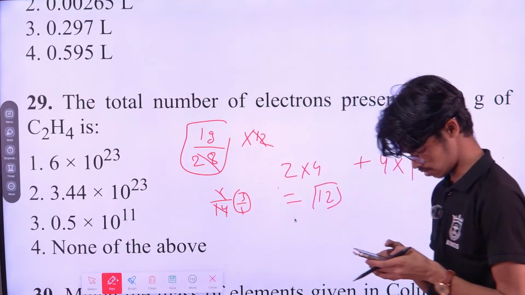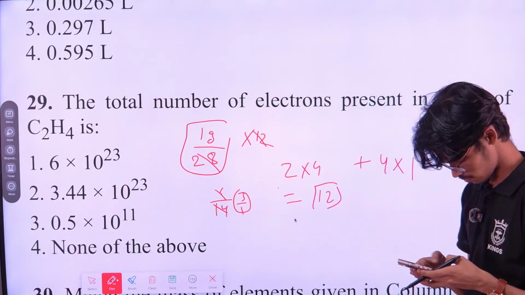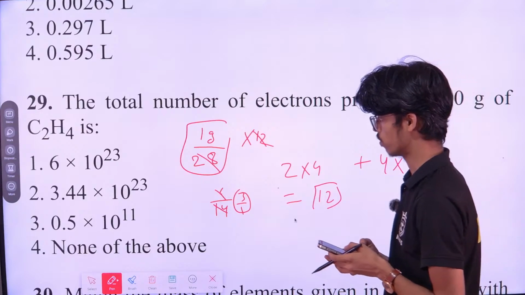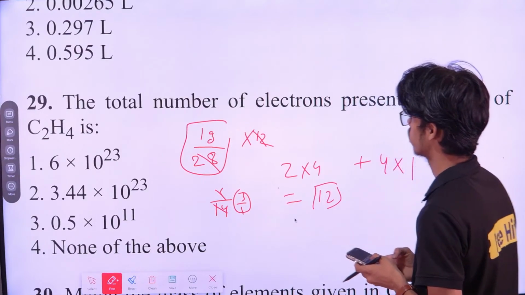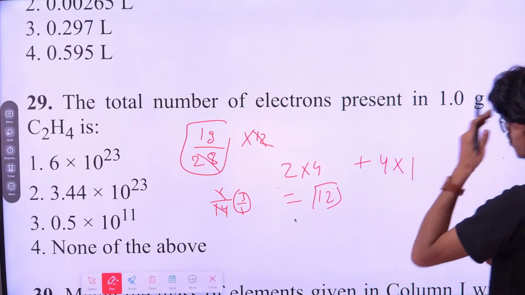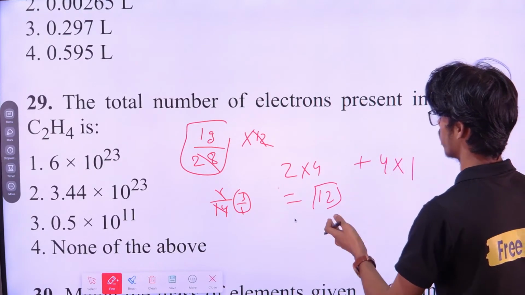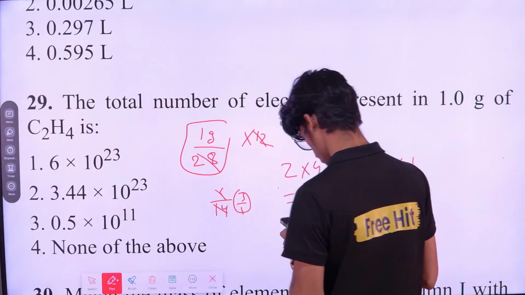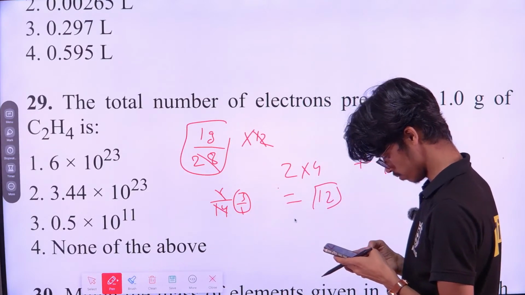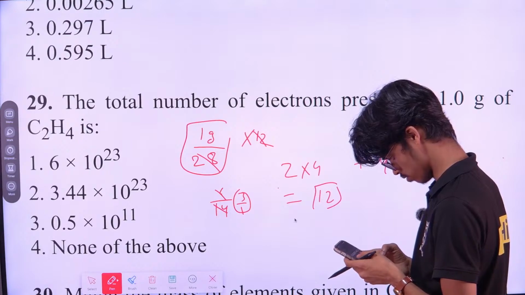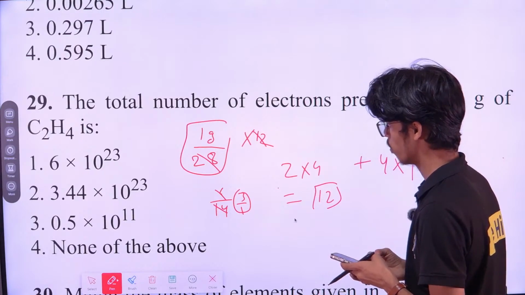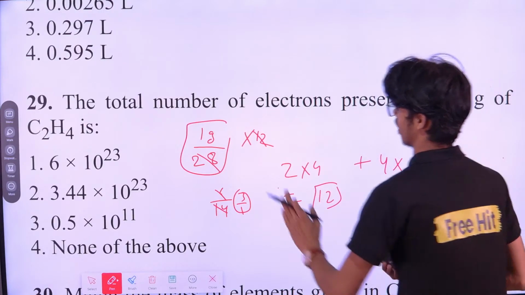Let's see what is 3 by 7. 0.042. Okay, wait. Total number of electrons. Oh, we don't have to. Okay, we have to find the number of particles. Got it. So 3 by 7, 0.6, 6.02, 0.25. Wait. I am doing this wrong.